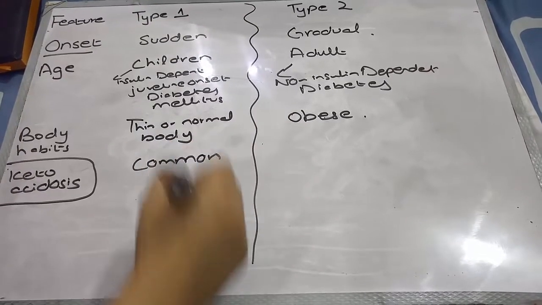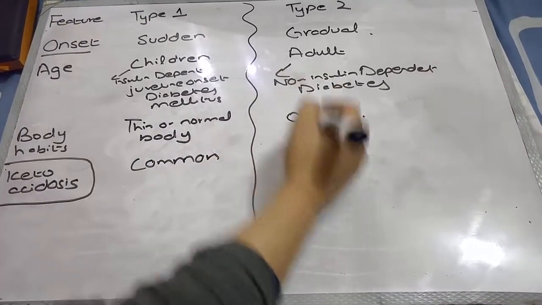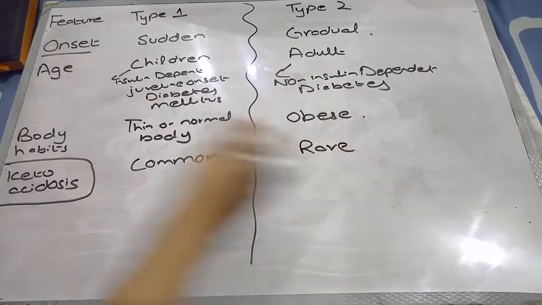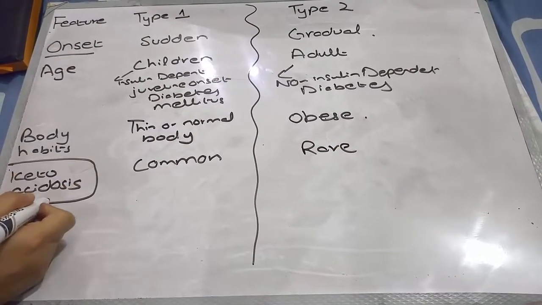Ketoacidosis is present in type 1 diabetes, whereas in type 2 diabetes it is rare. And we have discussed earlier how these ketone bodies are produced.